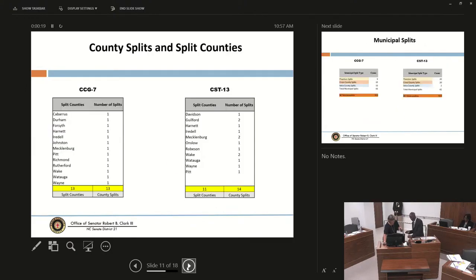Next one. Okay, so we've talked about splits before. There are splits, and then there are splits. In this plan I have before you, 13 counties are split. And in the Republican plan that was presented to us, 11 counties are split. The reason is because in that plan they chose to split counties more than one time.